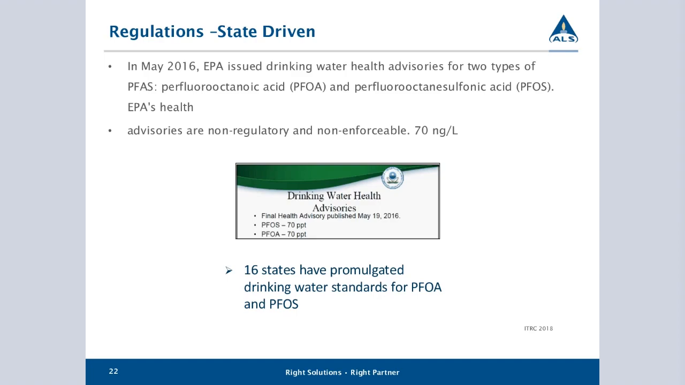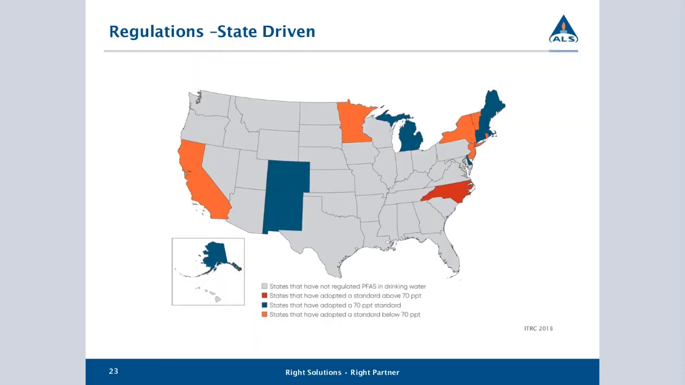If you went out and did the analysis and you found anything above 70 nanograms per liter, you're like, okay, we're above the health advisory limit, but what does that mean? There was no teeth, there's no ability to enforce a cleanup. You just basically found you have above 70 nanograms per liter. So after that period, only 16 states have promulgated drinking water standards for PFOA and PFOS. So not every state has regulations.